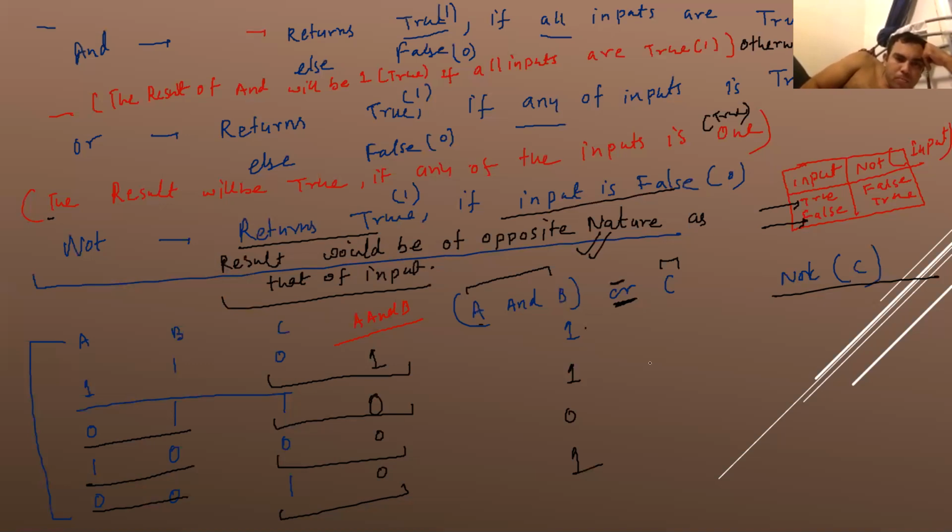So what will be the result of NOT C? What is the input of this? C, right? This is my input. So my input is 0 in this case. What will be the output? It would be of opposite nature. So if it is 0, output would be 1. If it is 1, output would be 0.